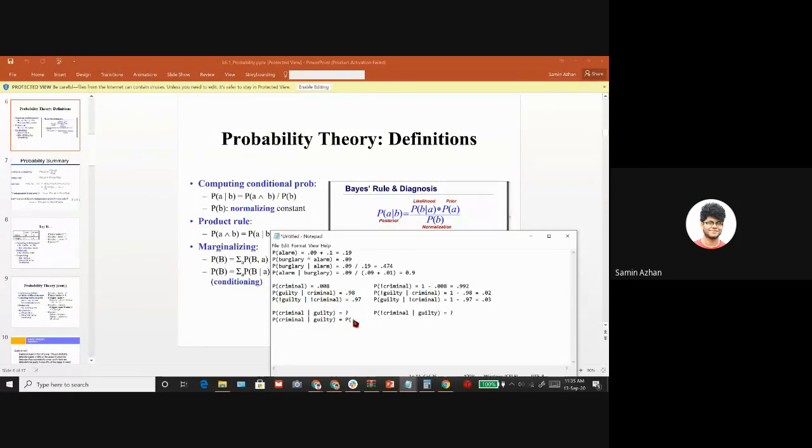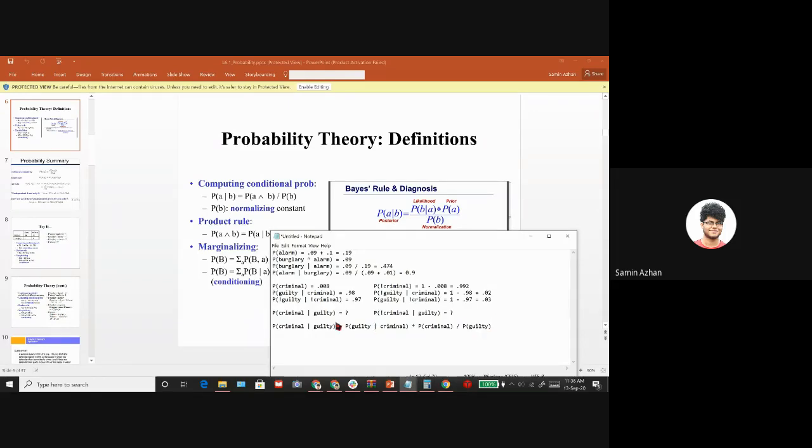So let's copy that, to multiply it with the probability of A, so the probability of criminal in this case, and divided by the probability of guilty, since B here is guilty. Now we have the values for this one and the probability of criminal. However, we don't have the value for the probability of guilty.